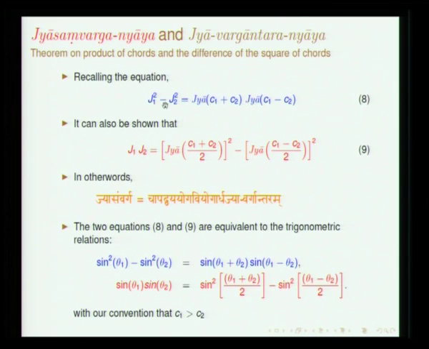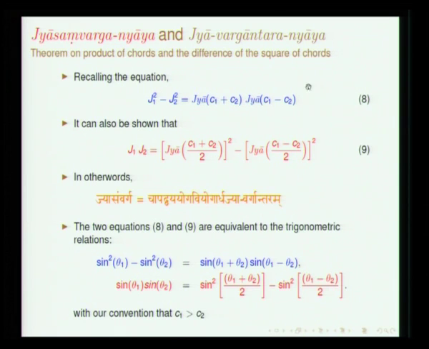This is the jya vargantara, the difference in the squares of the two jyas. The product J1 J2 is this result, the jya samvarga, with C1 plus C2 divided by 2 and C1 minus C2 divided by 2. In fact, these results might have been taught even in schools. You can see that they are very close to the results which we generally study: sine of (C plus D) by 2 and (C minus D) by 2, that is, sine square C minus sine square D. This is what it is.